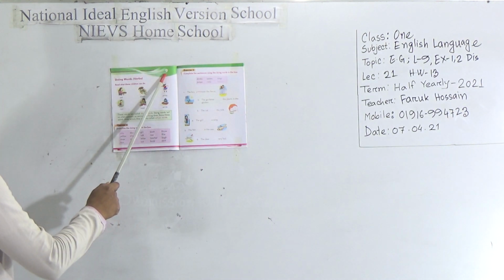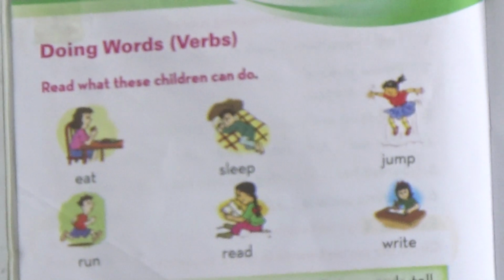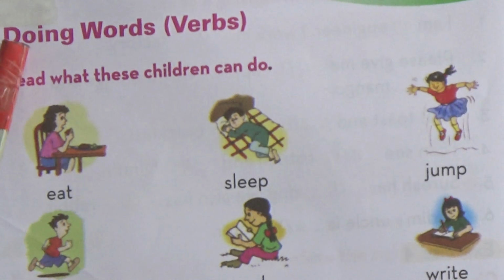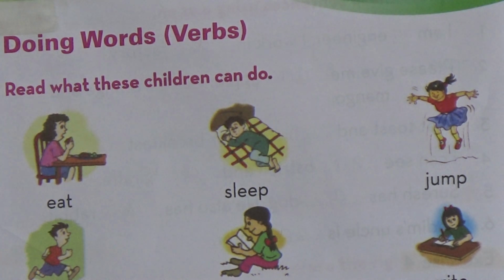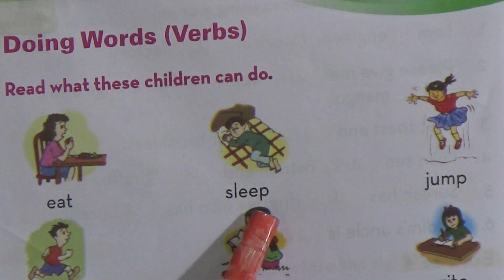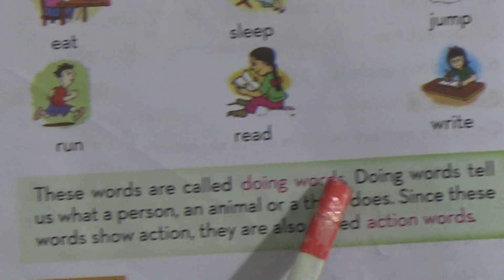Dear students, this is lesson 9. It's about doing words. In brackets you may see verb. If I ask you what is a verb, the answer is doing words. What do you mean by doing words? It is a kind of word by which some action takes place, such as eat, sleep, jump, run, read, write. All these words show an action. These words are called doing words.